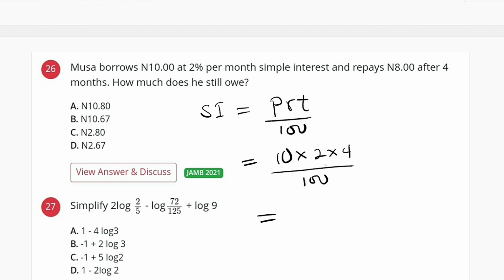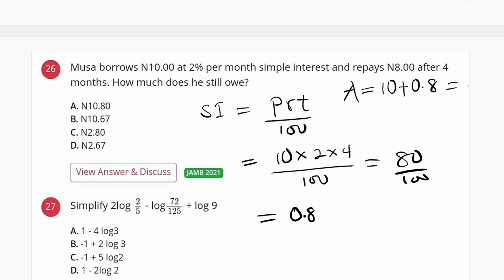So we have 10 times 2, 20 times 4 is 80 divided by 100, which is equal to 0.8. So this is the interest, 0.8. Therefore, the amount expected of him to return will be the principal plus the interest. The principal is 10 plus the interest, which is 0.8, and this is equal to 10.8.